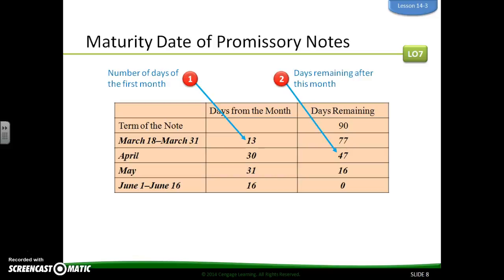So you're going to go ahead each time you issue a note and figure out how many days later the note is actually due. And so this chart is showing you, hey, the term of the note is going to be 90 days, how many days are in the month, and then how many days in the note would be remaining to get you all the way down to the actual maturity date. Okay?